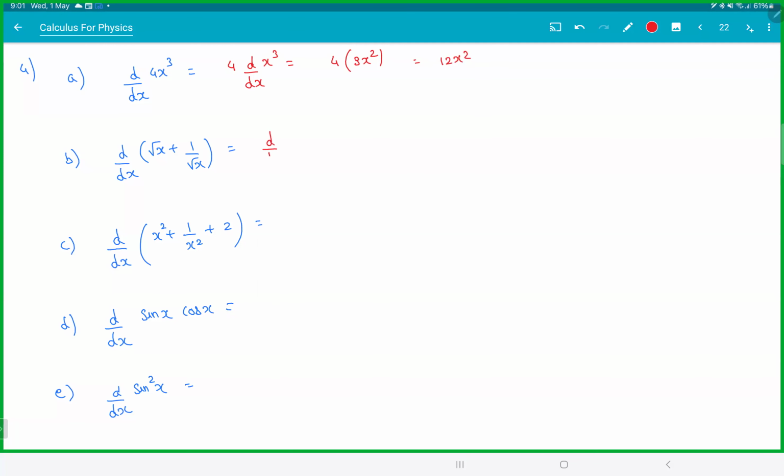So this can be written as dy dx of x power half plus dy dx of x power minus half. So for x power half, it is n into x power n minus 1. So that is minus half. This will be minus half into x power n minus 1. So minus 3 by 2. 1 by 2 root x minus 1 by 2 x power 3 by 2.